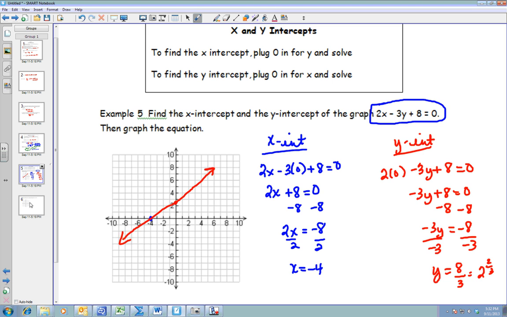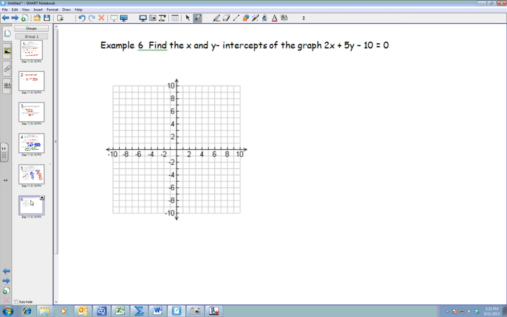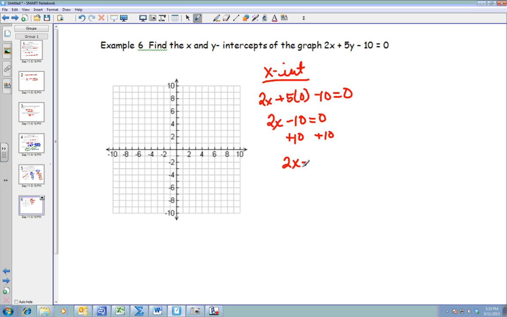All right, let's do one more. Find the x and y intercepts. So let's find our x-intercept first. To find the x-intercept, we're putting 0 in for y. So I have 2x plus 5 times 0 minus 10 equals 0. 2x, this goes away, minus 10 equals 0. Add 10, 2x equals 10. So then when I divide by 2, I get x equals 5. So I know that my x-intercept is 5.